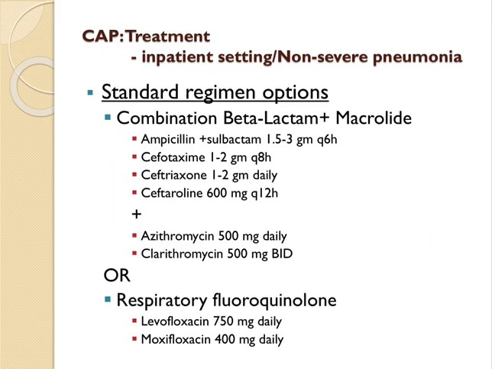So these are just the options that we are able to use in the standard regimen options, specifically for the combination of beta-lactam plus macrolide. As your beta-lactam, you have an option to use ampicillin, cefotaxime, ceftriaxone, or ceftaroline, plus for the macrolide you would use either azithromycin or clarithromycin. Or, as we already mentioned, a respiratory fluoroquinolone can still be used as a monotherapy in hospitalized patients admitted with non-severe pneumonia.